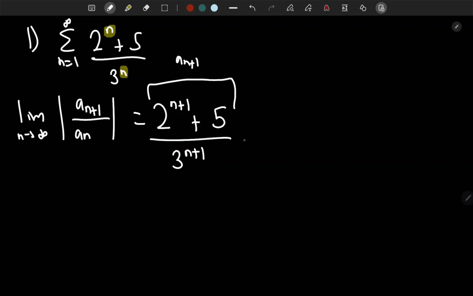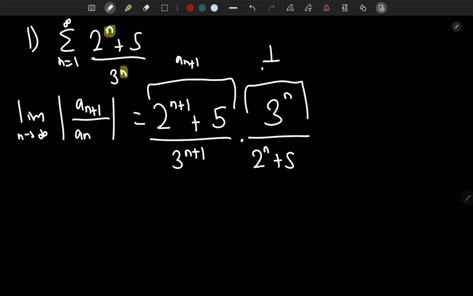But what we can do is multiply this fraction by the reciprocal of a n, because if we put it over here, it's going to be very messy, right? So I just want to simplify things. I'm going to write the reciprocal of a n. Let me just write it and then it will be simpler. 3 to the power of n over 2 to the power of n plus 5, and this entire part is 1 over a n.